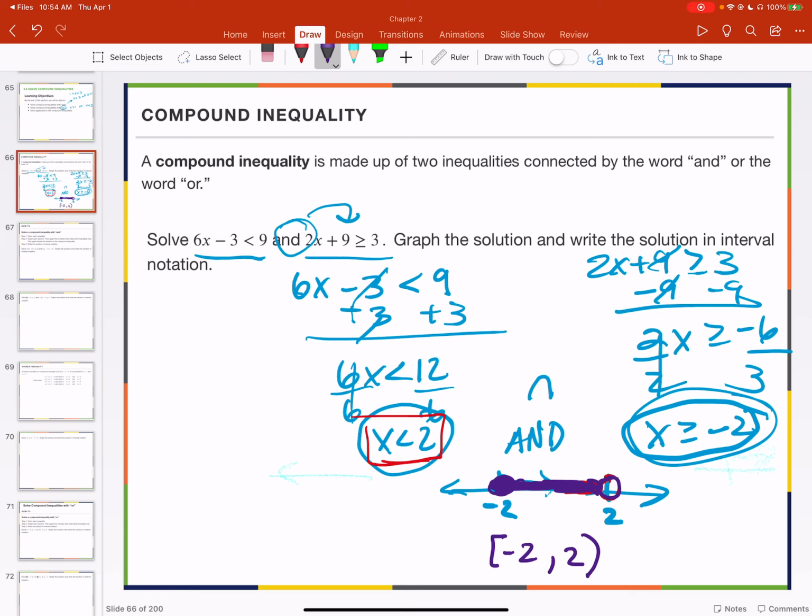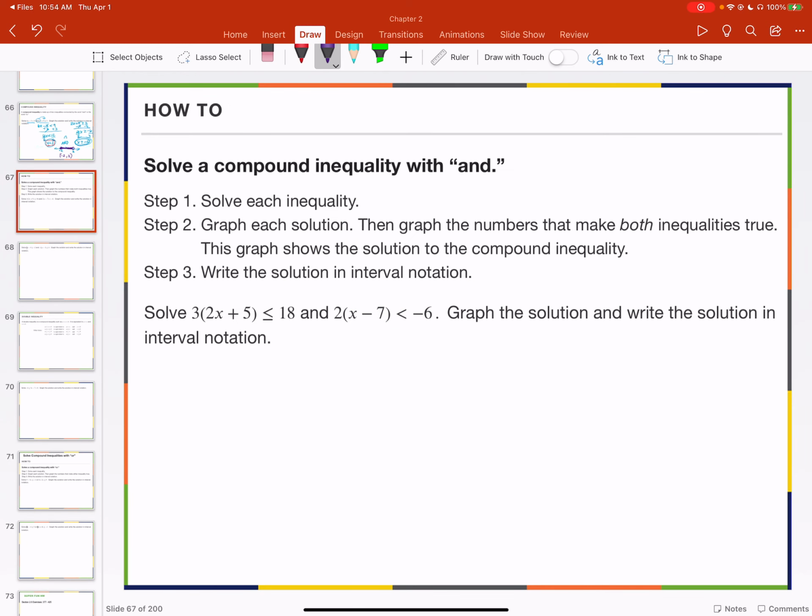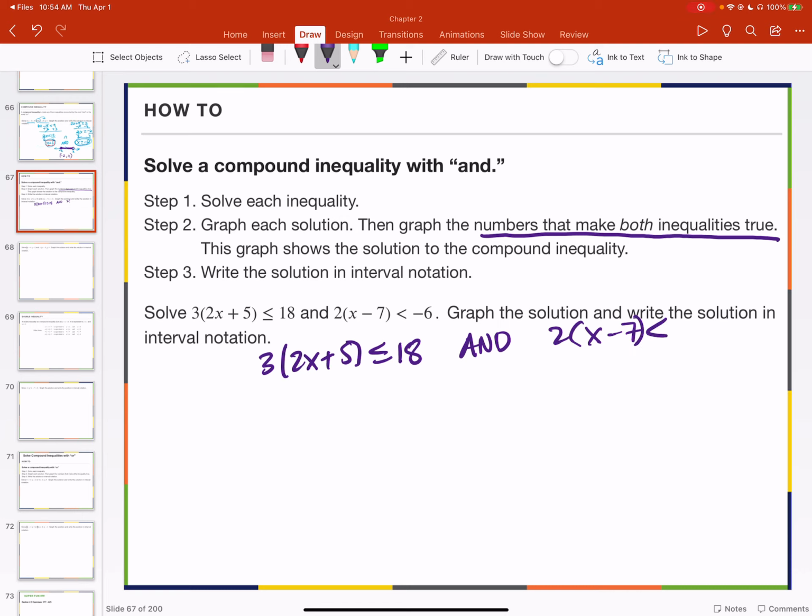Okay, let's do a couple more, or let's see what else we have. A little bit more here. Like we just said, solve each inequality, graph the solution, and graph the numbers that make both of them true. Then we write it in interval notation. So here we have 2x plus 5 less than or equal to 18, and 2 times the quantity x minus 7 less than negative 6.